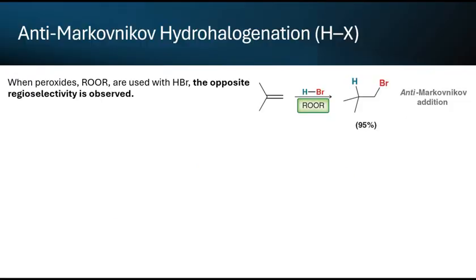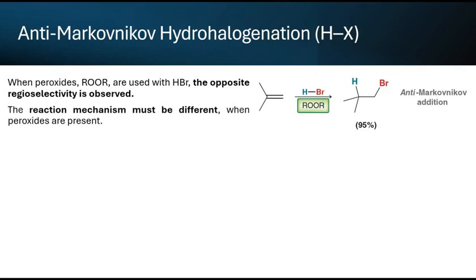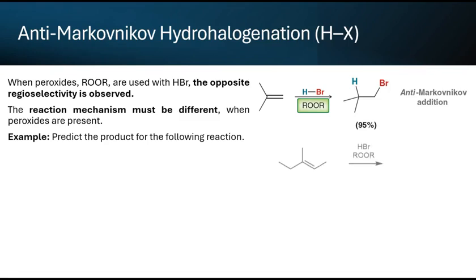Anti-Markovnikov hydrohalogenation. When peroxides, ROOR, are used with HBr, the opposite regioselectivity is observed, or anti-Markovnikov addition is observed. The reaction mechanism must be different when peroxides are present, then. Example: let's go ahead and predict the following products for the given reaction. If we're working with HBr in the presence of peroxides, that means we're going to get anti-Markovnikov.